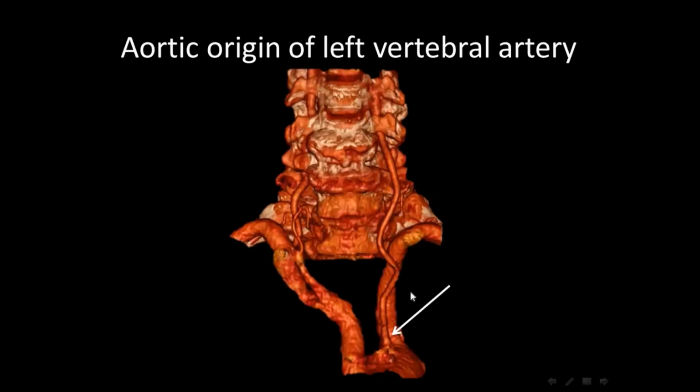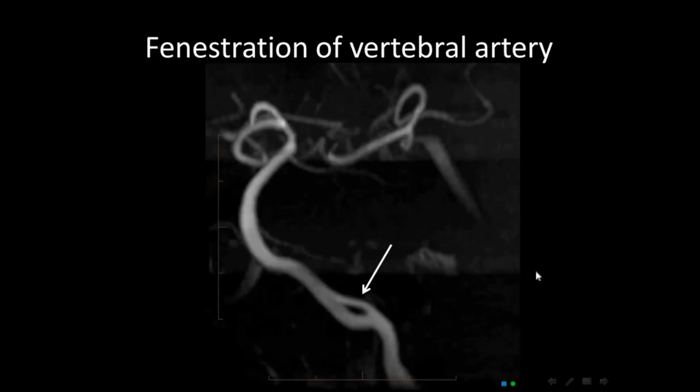This is a case of vertebral artery originating from the aortic arch. This is the aortic arch, and this is the left subclavian artery, and this is the right subclavian artery. The right one is normally originating from the right subclavian artery, but the left one is originating from the aortic arch, as we see here. This is a case of fenestration of vertebral artery, in which there is a segmental duplication of the vertebral artery.